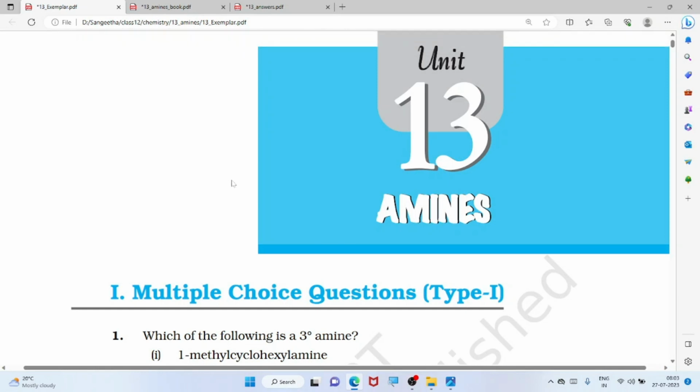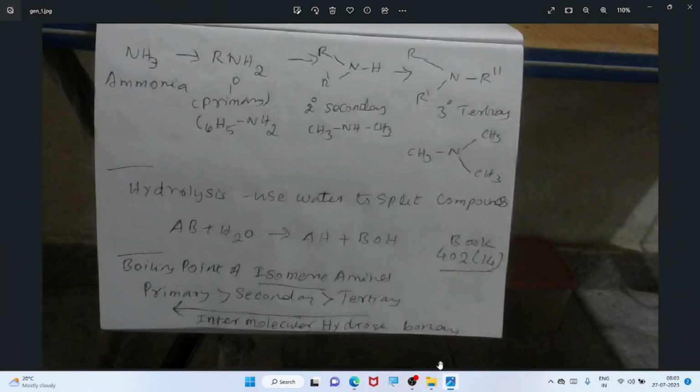Okay, we will go through the exemplar problems in the class 12 chemistry chapter 13 amines. Before going through it, I will show you some information. If you take ammonia and replace one hydrogen atom with one alkyl or aryl group, it is called a primary amine. If you replace two hydrogen atoms with alkyl or aryl groups, it is secondary. Similarly, if you replace all three hydrogen atoms with alkyl or aryl groups, it is tertiary.